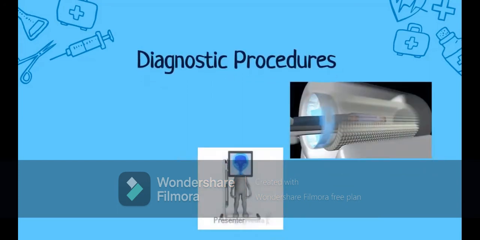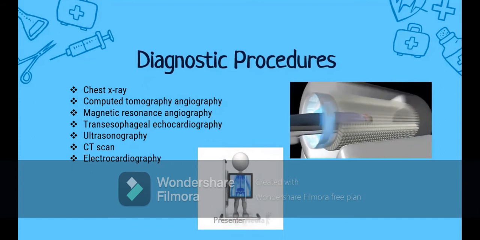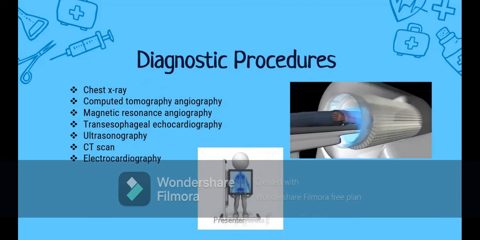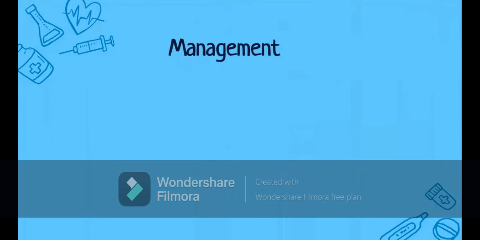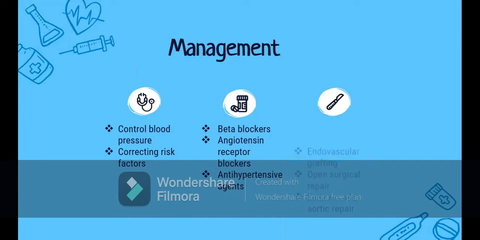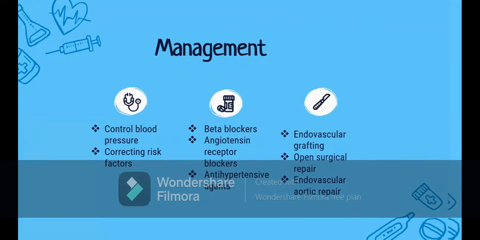The different diagnostic procedures: chest X-ray, computed tomography angiography, magnetic resonance angiography, transesophageal echocardiography, ultrasonography, CT scan, and electrocardiography. For the management, control blood pressure and correct the risk factors. For the medications, beta blockers, angiotensin receptor blockers, and antihypertensive agents. For surgical management, endovascular grafting, open surgical repair, and endovascular aortic repair.